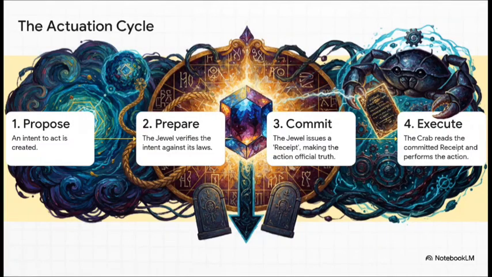And this workflow is unbreakable. It always happens in this order. First, an action is proposed. Then, the jewel checks it against the Constitution. If it passes, the jewel commits it to the official record and issues that receipt. Only after that receipt exists can the crab read it and actually perform the action. It is a one-way street from thought to action, and the jewel is in total control.